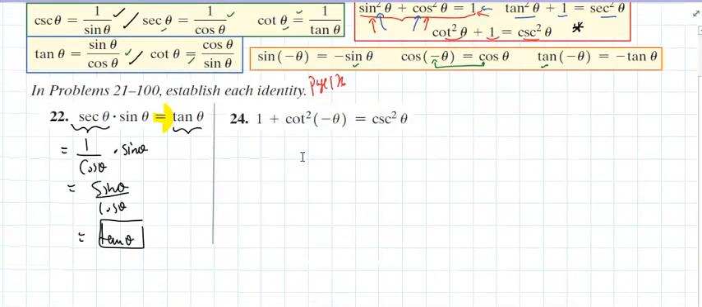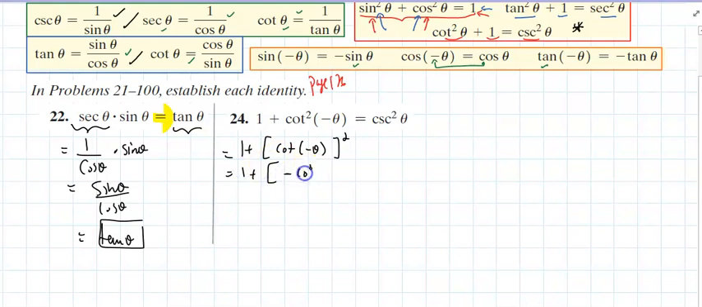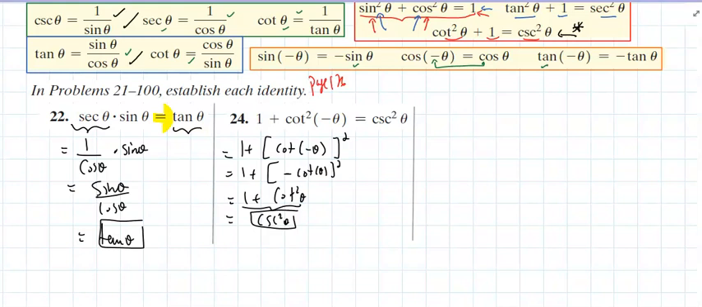If I look at number 24, there it is. I would say this is 1 plus the cotangent of negative theta, squared. That is 1 plus, we know cotangent is an odd function, but when I square a negative, it becomes a positive. And I know that 1 plus cotan squared is the cosecant squared of theta, and it's right there. So you work with one side until you get the other side. You're not supposed to work with both sides, only one.